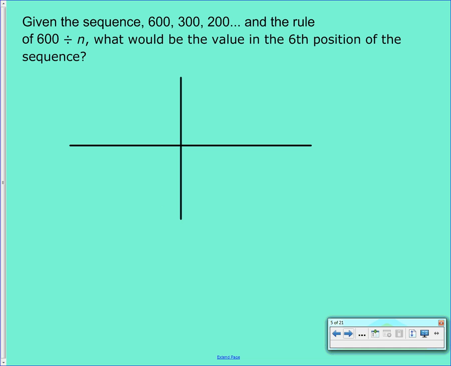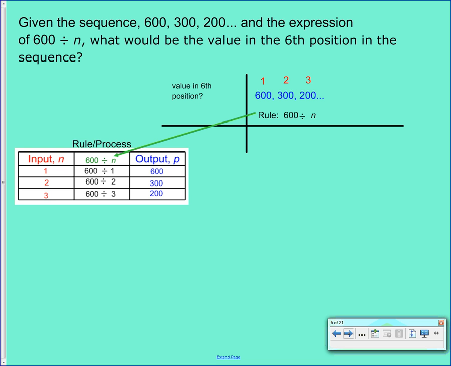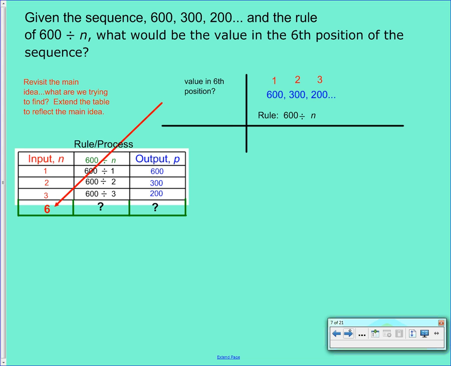Right, let's look at it in a word problem. Given the sequence 600, 300, 200, and the rule is 600 divided by n, what would be the value in the 6th position of the sequence? Well, luckily, I went ahead and filled this out. So that's 600, 300, 200. And my rule is 600 divided by n. So I start setting it up into a table.